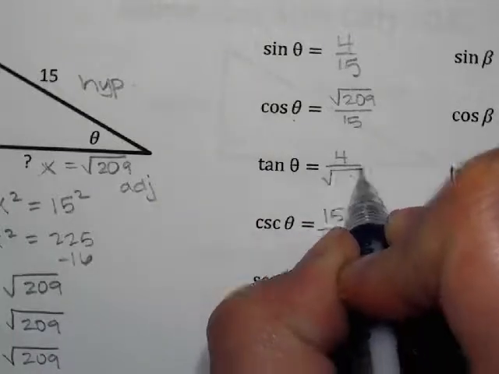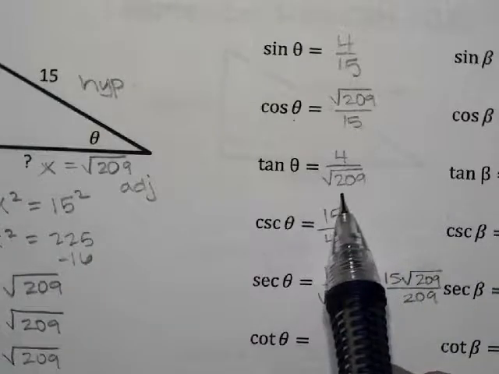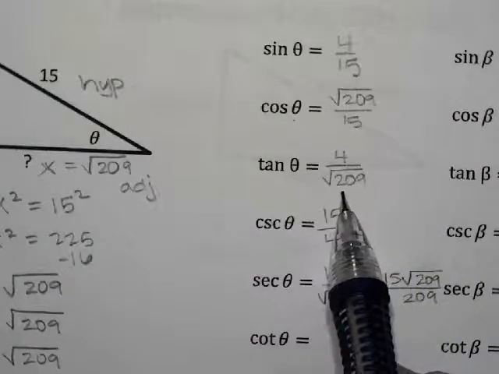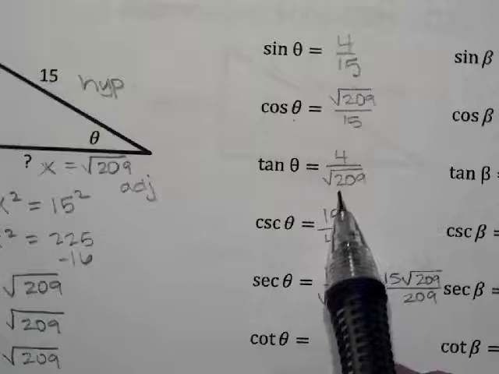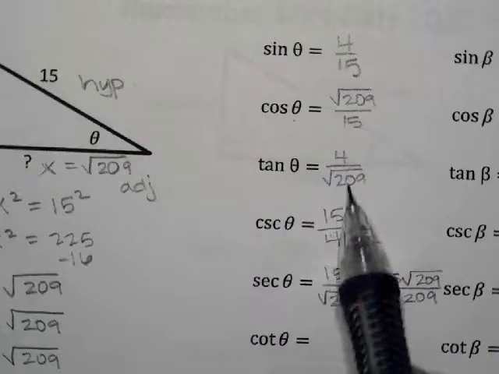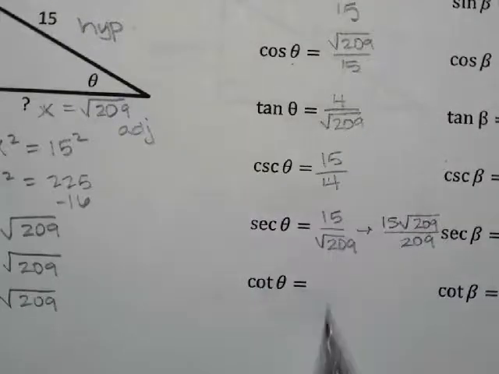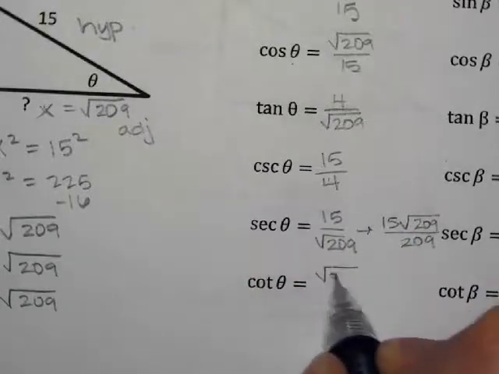Okay, but before we fix this one, let's do cotangent because it's the flipped version of this. So if this one is gross, that means that cotangent's going to be nice when we flip it. So if tangent is 4 over root 209, then what's cotangent? Root 209 over 4. Okay, that's not so bad.